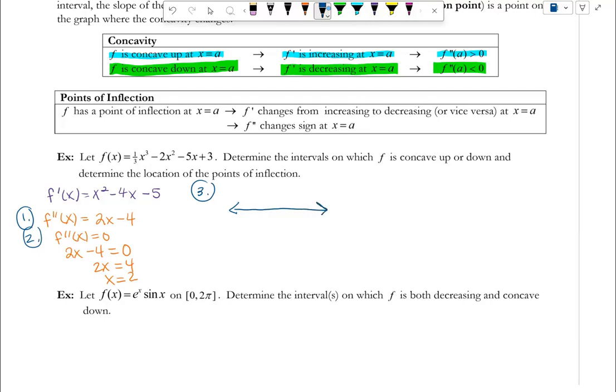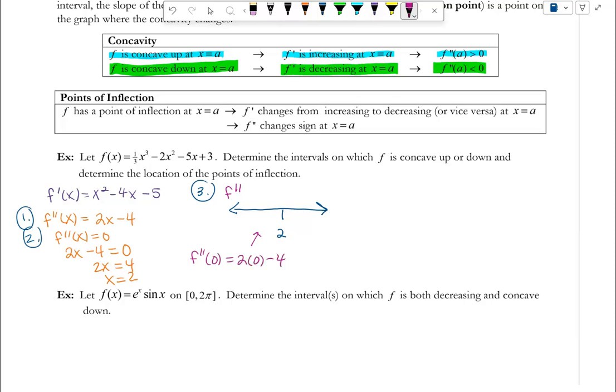We're not on a closed domain, so I'm just going to put my value of 2 in my number line. And I have to be careful here. I am plugging this back in to the second derivative. So I want to test the second derivative. If I pick any value less than 2, let's say 0, it's kind of my favorite number, and plug that into my second derivative, I would get f double prime of 0 is 2 times 0 minus 4.